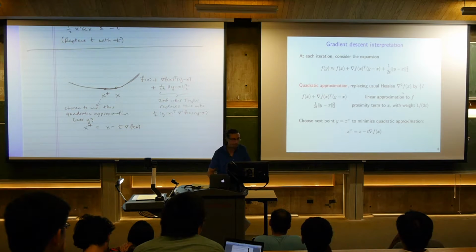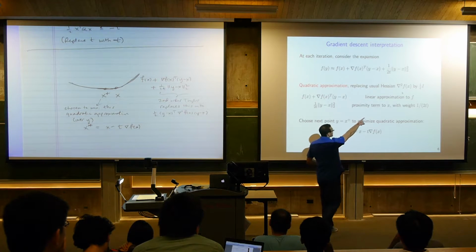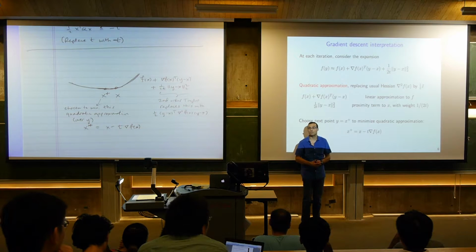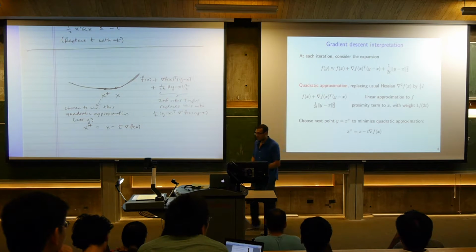What happens if I didn't replace the Hessian by the identity times 1/t, and I just used the Hessian itself, and I tried to minimize that quadratic approximation? Who can tell me what that would be called, or what that would be doing?